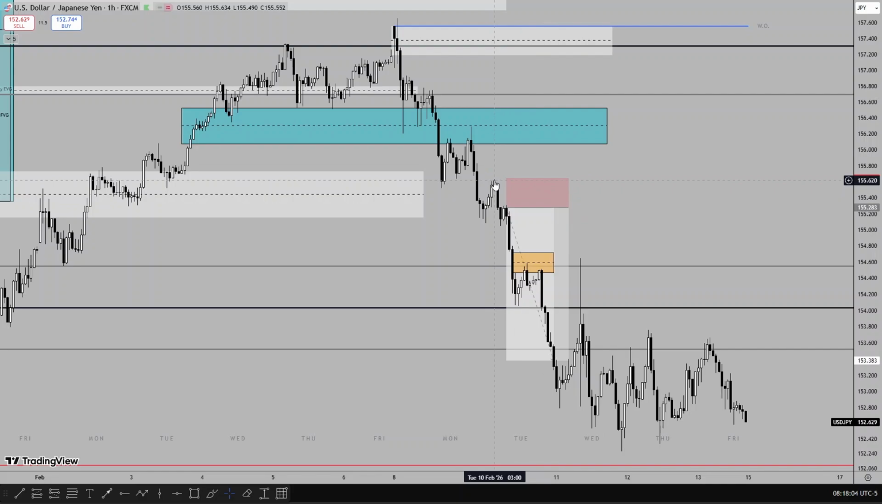But after seeing the reaction from the 1 hour fair value gap, I was looking at price trading that if price were to trade below the swing low, if there's a brief retracement, I will be taking a sell and my stop will be placed at the swing high.